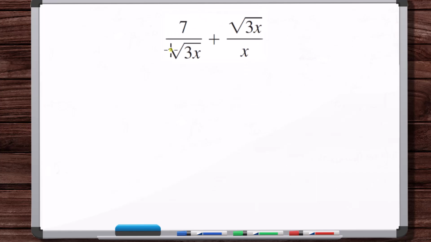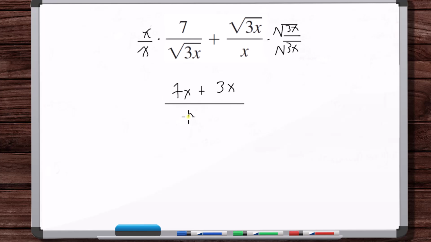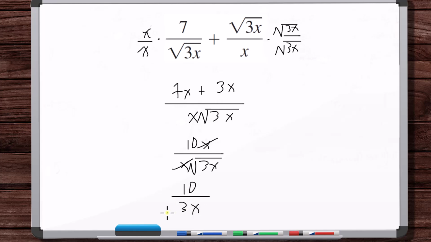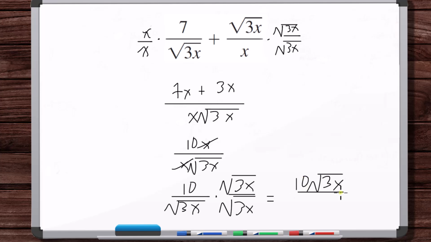Okay, here, let's combine this into one fraction. So let's make a common denominator. So we're going to get 7x plus 3x over here, and then divided by x root 3x. And so we get 10x over x root 3x. So 10 over root 3x. Now we can rationalize from here, multiply by root 3x over root 3x. You've got 10 root 3x over 3x.